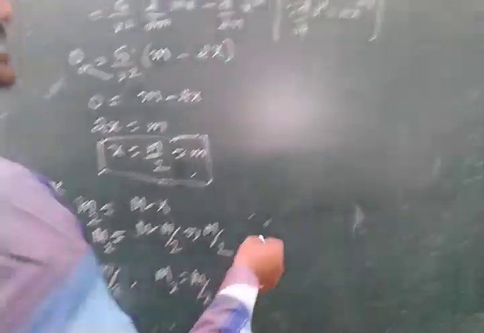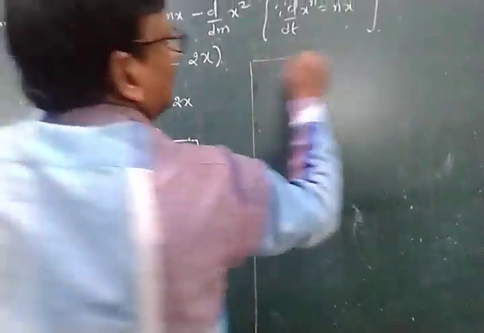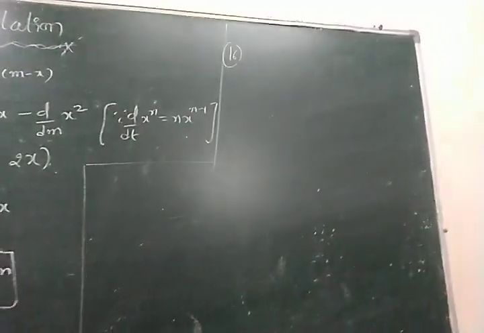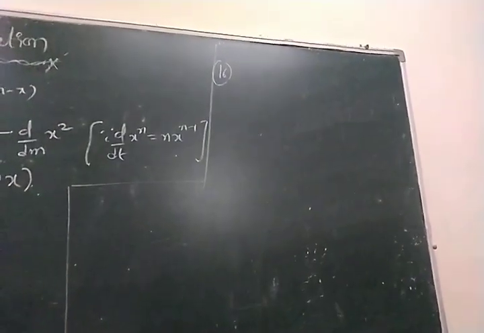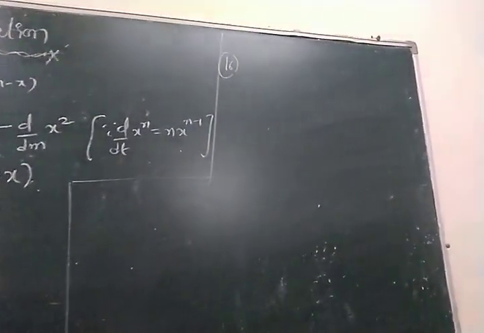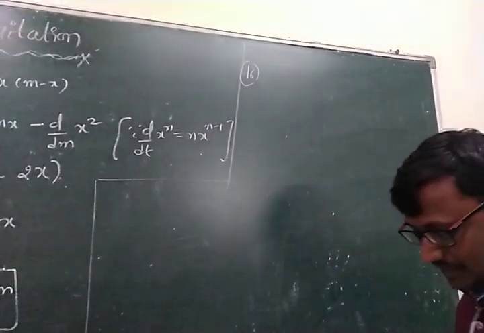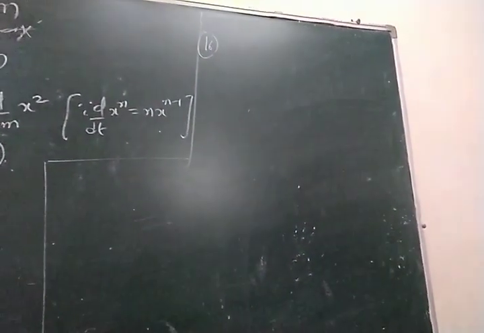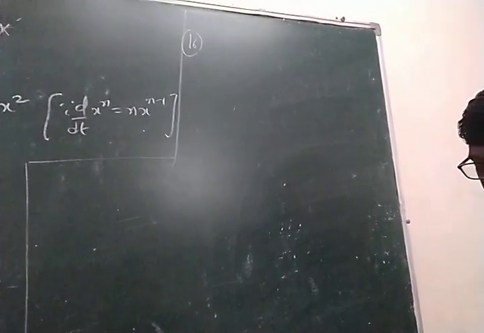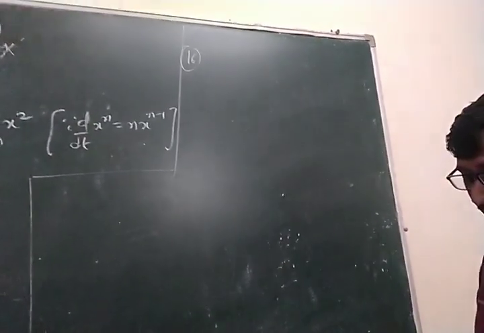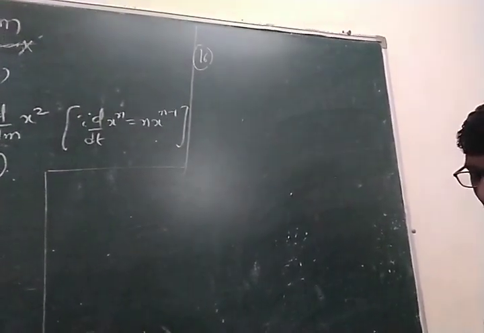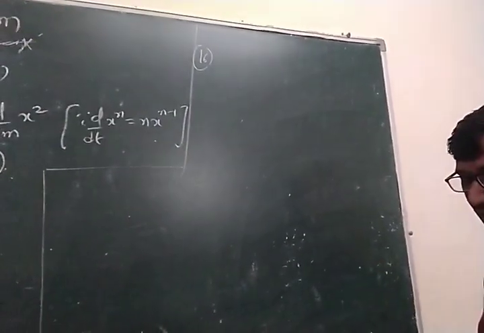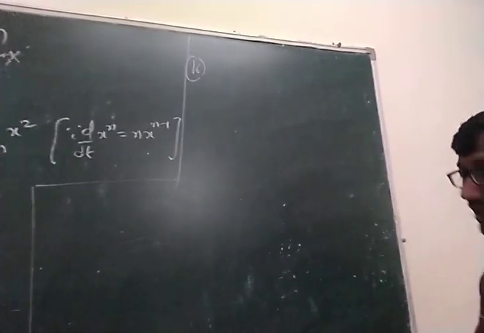Next is question number 16. An infinite number of particles, each of mass 1 kg, are placed on the positive x-axis at 1 meter, 2 meters, 4 meters, 8 meters from the origin. Find the magnitude of the resultant gravitational force on a 1 kg mass kept at the origin.